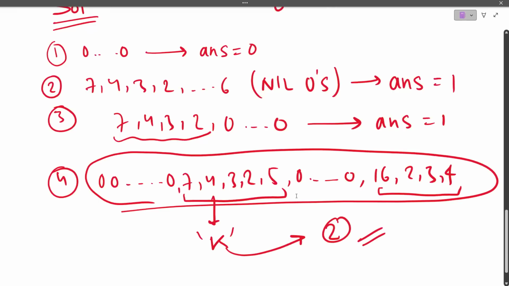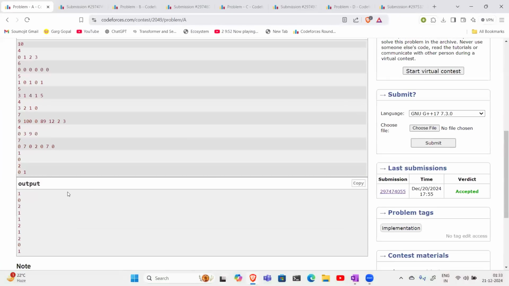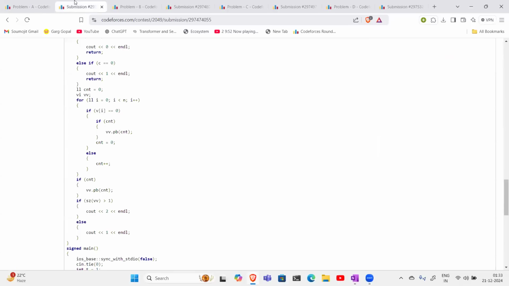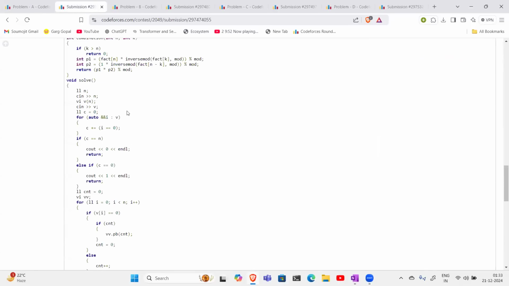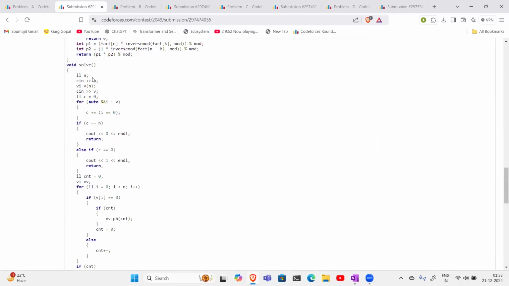That means the answer is always 0, 1, or 2. You can also look at the test cases and you will realize that all outputs are either 0, 1, or 2. Here is a code which explains the approach, and the code is implemented the way I have told the approach. So first, I take the integer as input.